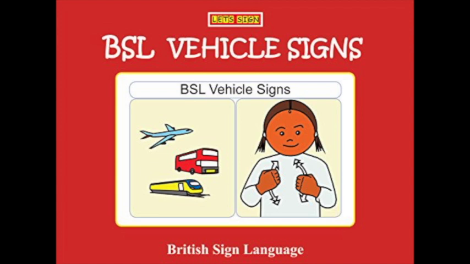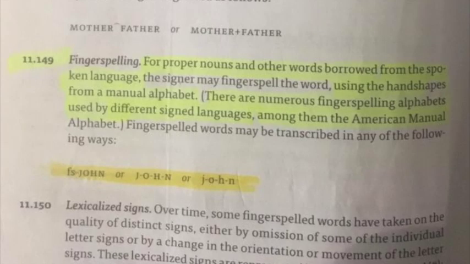What Romilly Stewart and Rohan Lorian did miss out, though, which when I found I was like, wow, they didn't really speak about this, was fingerspelling. Let's look at this for a moment. For proper nouns and other words borrowed from the spoken language, the signer may fingerspell the word, using the hand shapes from a manual alphabet. There are numerous fingerspelling alphabets used by different sign languages, amongst them the American manual alphabet. Fingerspelled words may be transcribed in any of the following ways.